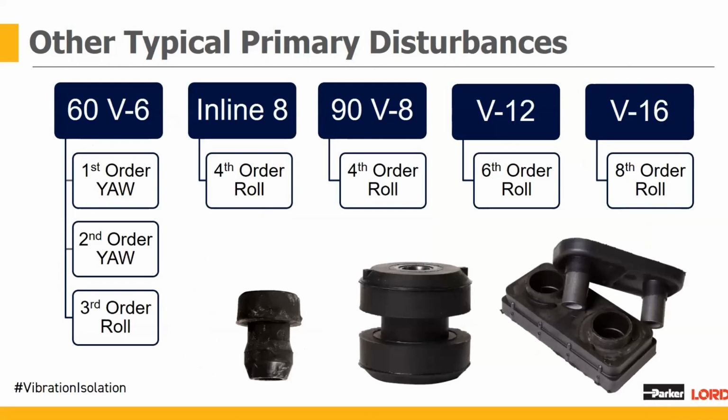So while the 3, 4, and 6 are the most common, we also take a look at any other engine packages. This is just a summary. Certainly the V6, the inline 8, V8, V12, they have their own disturbances in each one of those modes. So we will look at those separately. These tend to be a little bit less common. We will certainly look at them the same way as we treat the 3, 4, and 6.